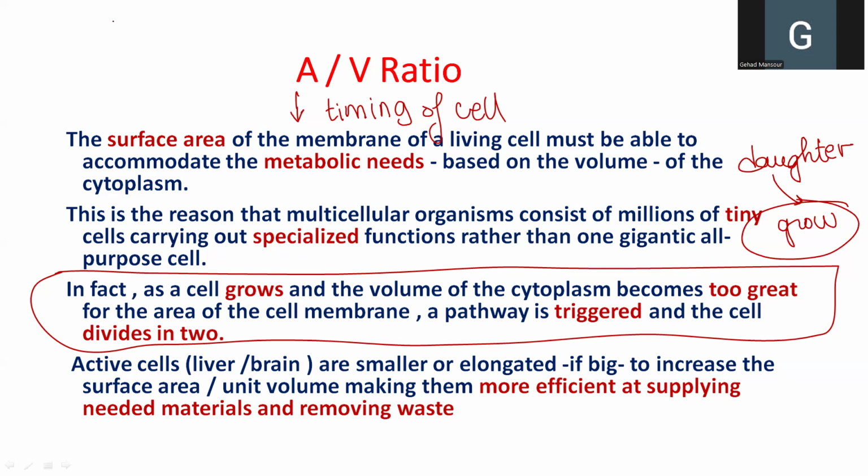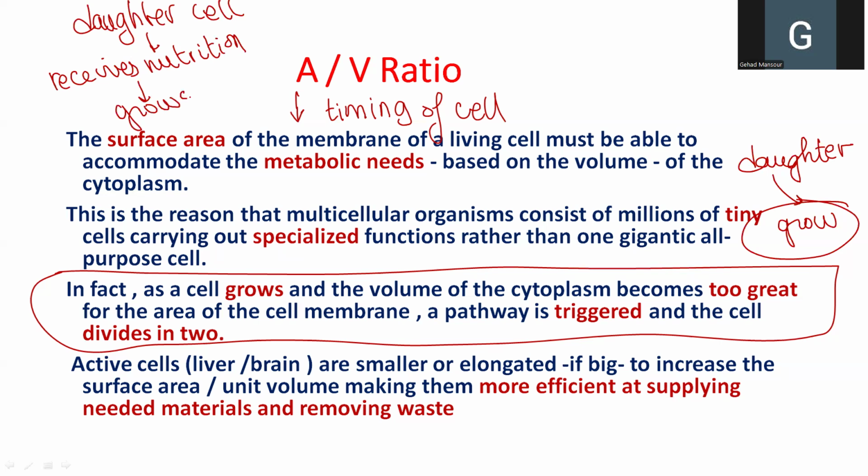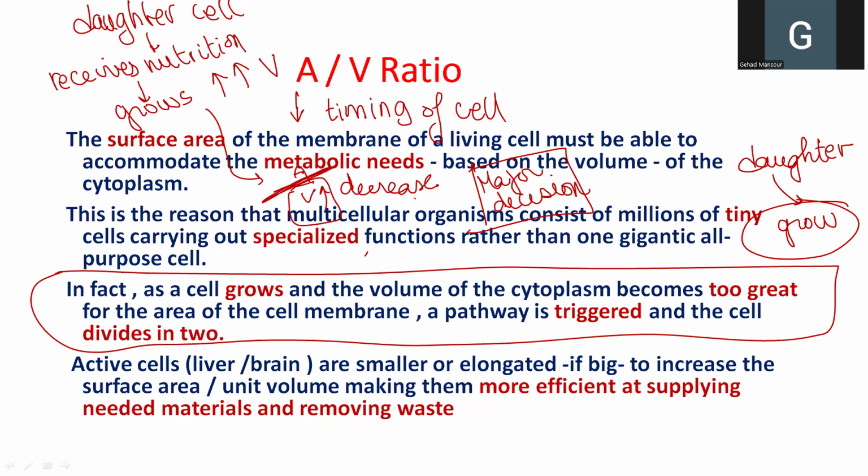Okay, so here we have a daughter cell, and then that daughter cell receives nutrition and gets rid of waste, for example, and then it grows in size. As it grows in size, what happens? The volume increases. So what happens to the surface area to volume ratio? It would decrease. And at that time, there is a major decision to be taken. We cannot continue like this because as we grow in size, our volume increases, so the ratio decreases, and we are no more capable of receiving adequate transport.